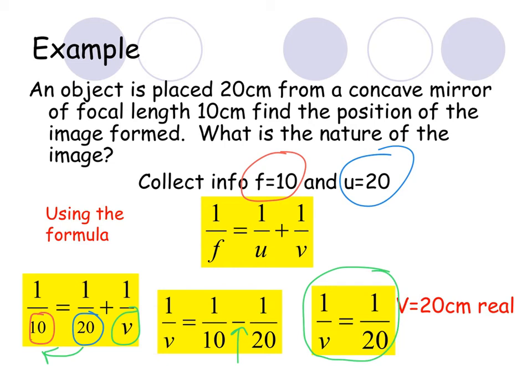1 over v is equal to 1 over 20. But it's v we want, not 1 over v. So v is equal to 20. Now, because it's positive, that makes it a real image. So that's the nature of the image. It's real.